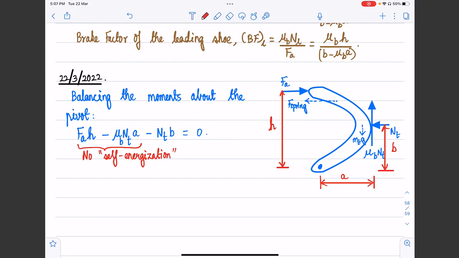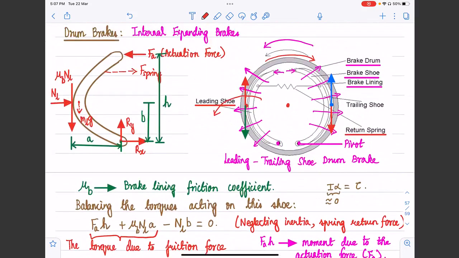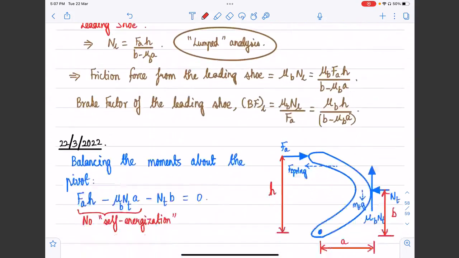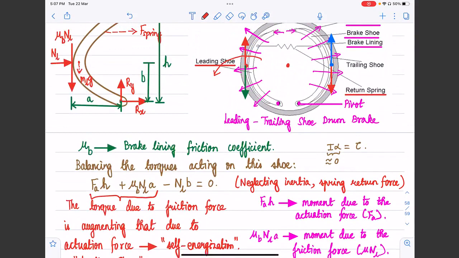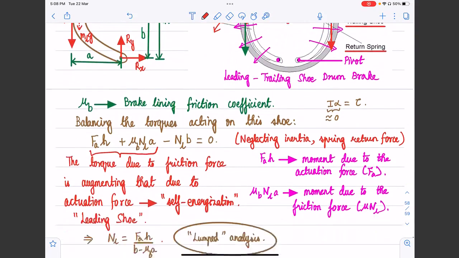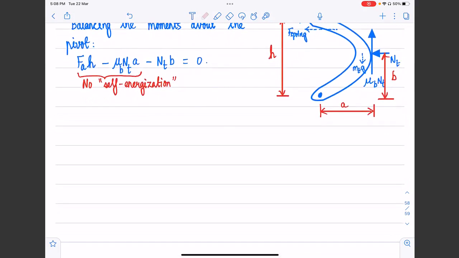So consequently, we can also get a physical perspective, because due to the way in which the drum is rotating, right? If you go back to this diagram, the way in which the drum is rotating, the friction force will tend to push the trailing shoe away from the drum. So that is why there is no self-energization, and that is the reason why this shoe is called the trailing shoe. I hope the reason behind calling this shoe a trailing shoe is now clear. Because in terms of performance, there is no self-energization happening in this trailing shoe.